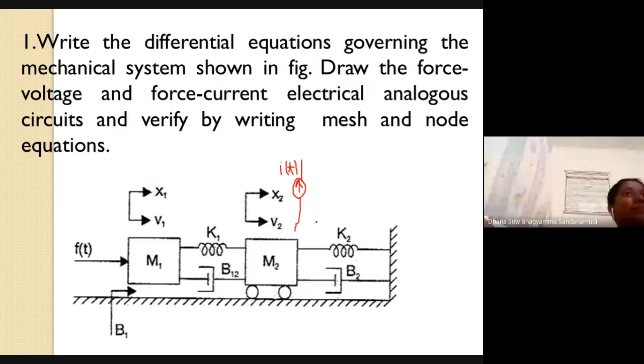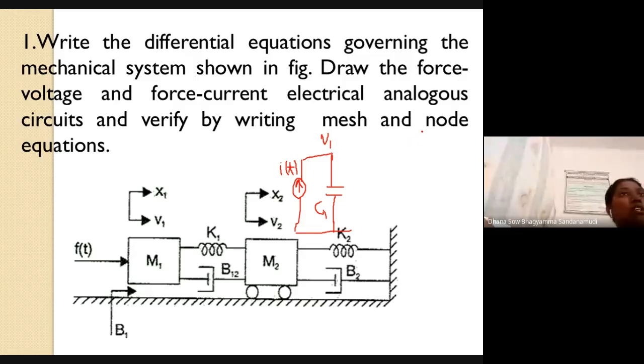Next, M1 is analogous to C1. M1 is not analogous to 1/C1, it is analogous to C1. Whenever a mechanical term is analogous to C1 directly, C1 should be written in parallel. If it is analogous to 1/C1, then C1 can be written in series. If you remember that, it is more than sufficient.